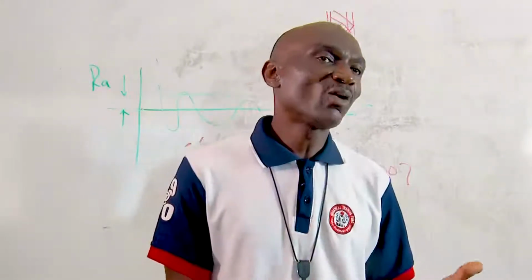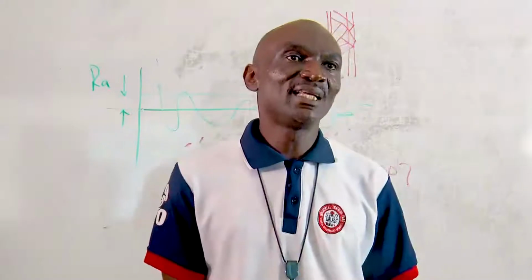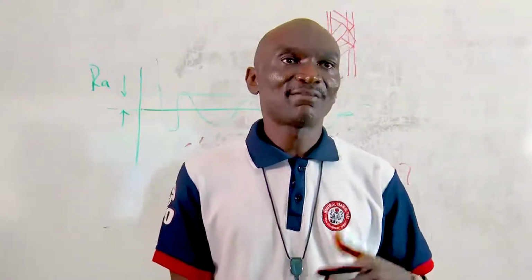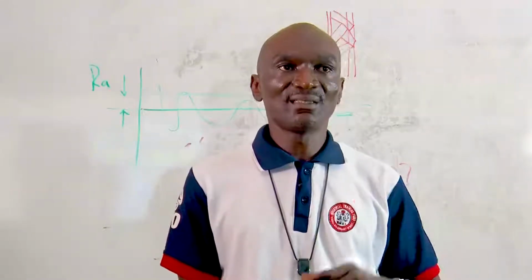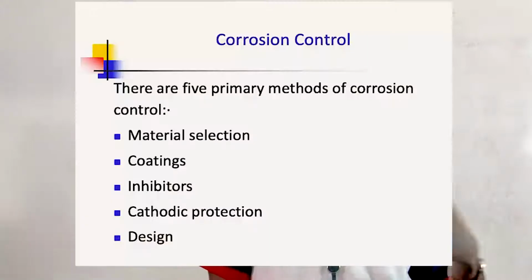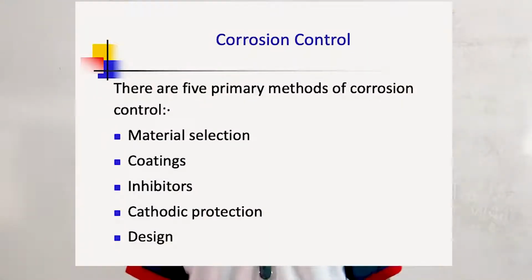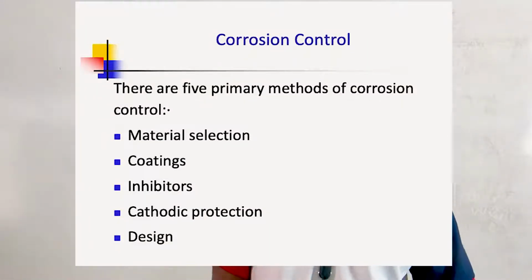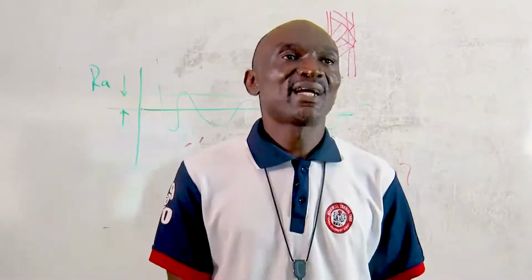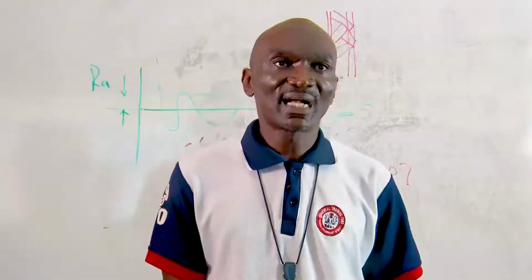How do we control corrosion? Having looked at the effects of corrosion, how do we control corrosion? There are 5 primary methods of controlling corrosion, which are material selection, the use of coatings, the use of corrosion inhibitors, cathodic protection, and also design. Material selection, which is the first one we want to look at.